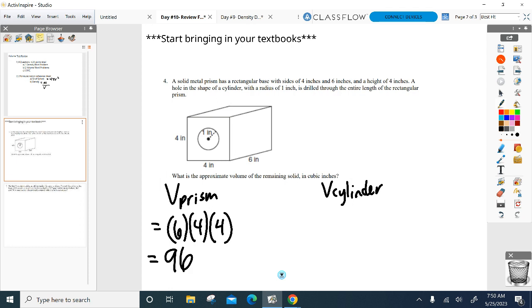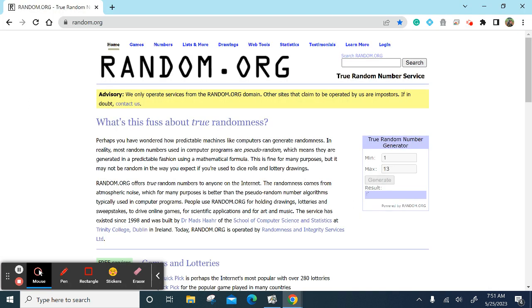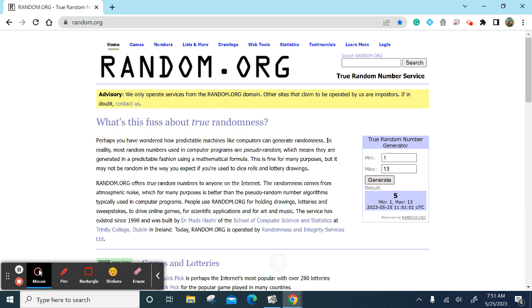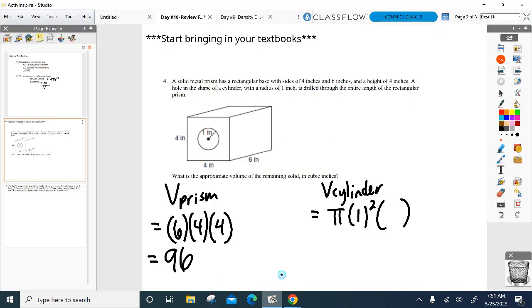And then volume of a cylinder, right off your formula sheet. Pi. What am I using for radius here? 1 squared. Good. Where's the height of the cylinder now? Which number do I take off for the height? Remember, the height connects the bases. So which number do I need for the height? 4?